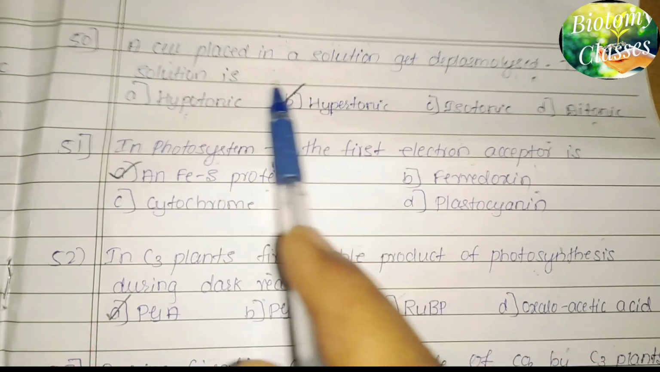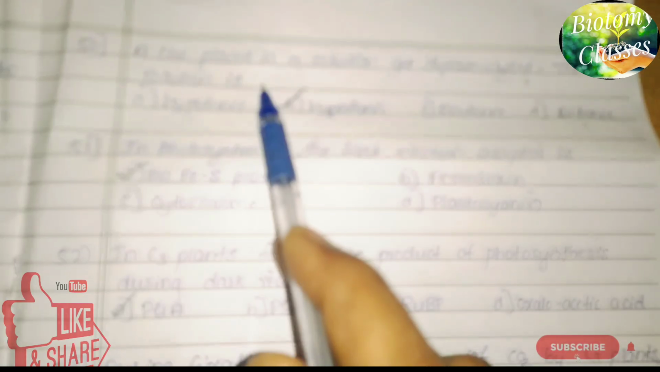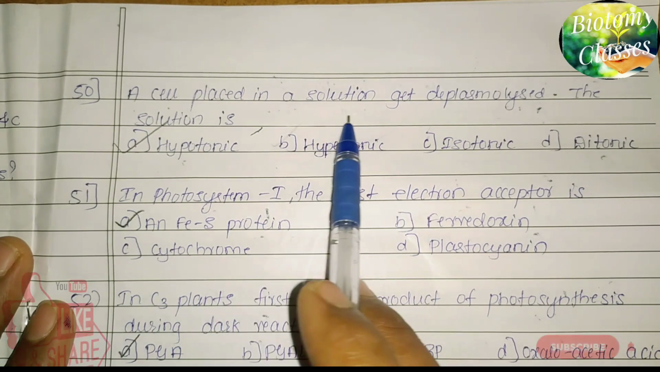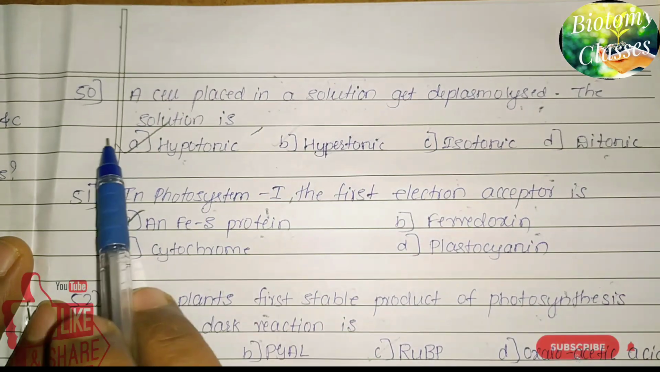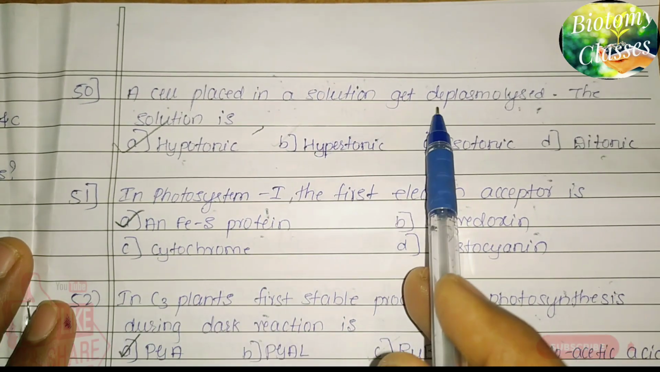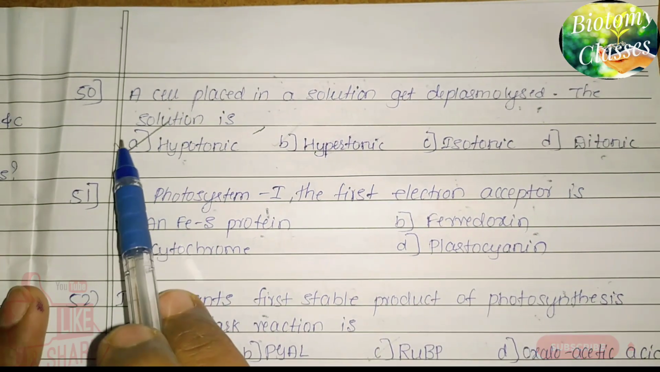A cell placed in a solution gets deplasmolized. The solution is hypotonic, because the cell is deplasmolized. So hypotonic is the answer.